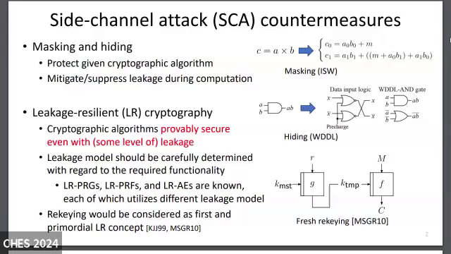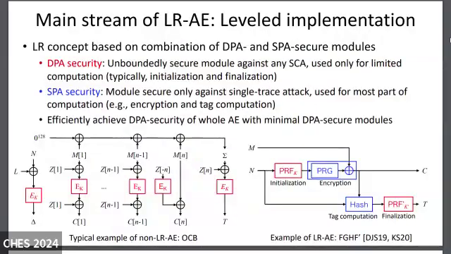In addition, leaking can be another concept of LR cryptography, which was presented as the first and primordial concept. Before going to my main topic, let me introduce the current mainstream of LR cryptography, I mean the leveled implementation. This is a concept based on the efficient combination of DPA and SPA secure modules. Here, DPA security means the unbounded secure module against any SCA with an infinite number of traces.